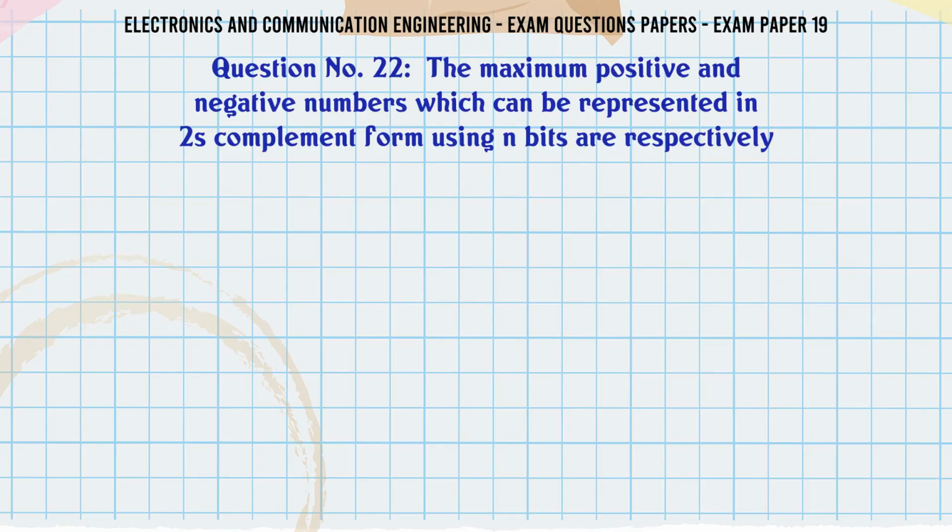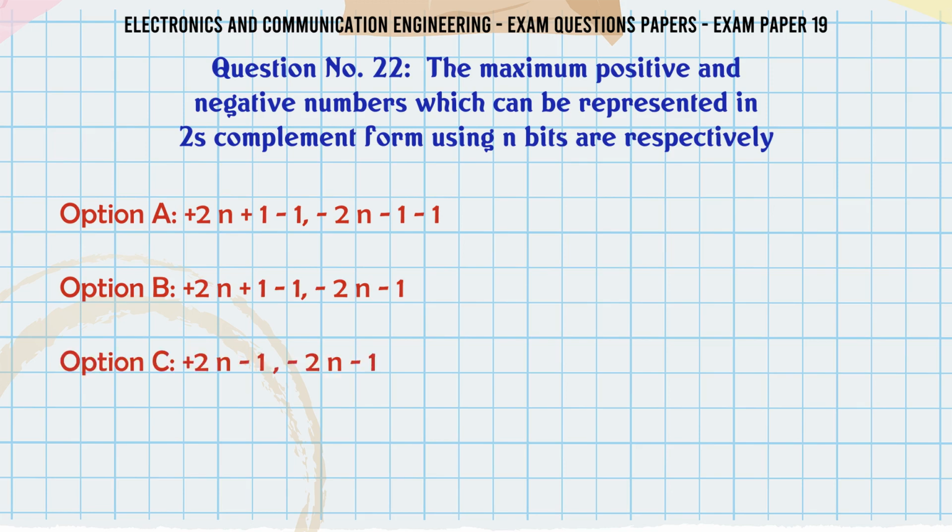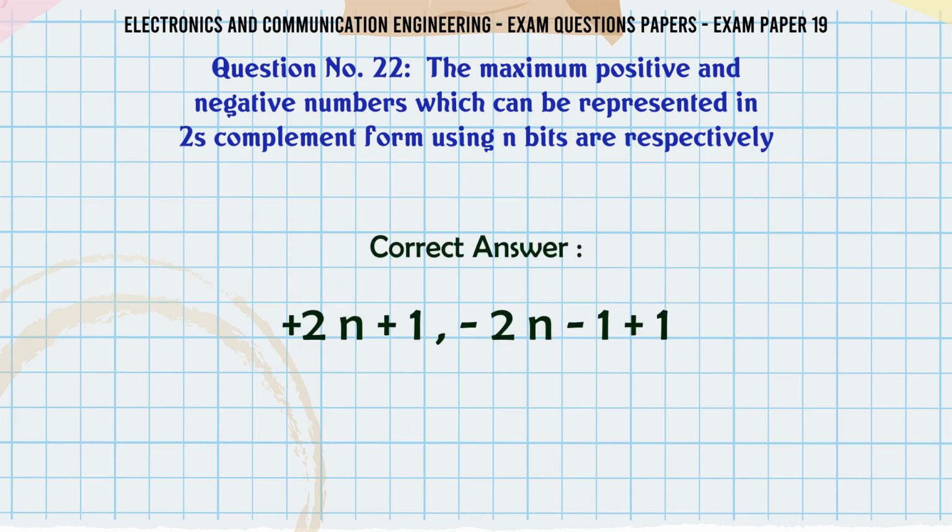The maximum positive and negative numbers which can be represented in 2's complement form using n bits are respectively A. 2^(n-1)-1 and -(2^(n-1)-1), B. 2^(n-1)-1 and -2^(n-1), C. 2^(n-1) and -2^(n-1), D. 2^(n-1) and -(2^(n-1)-1). The correct answer is 2^(n-1)-1 and -2^(n-1).